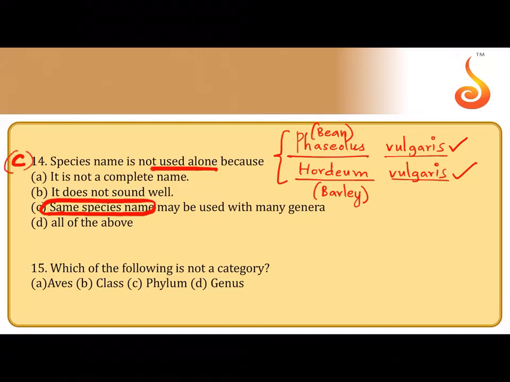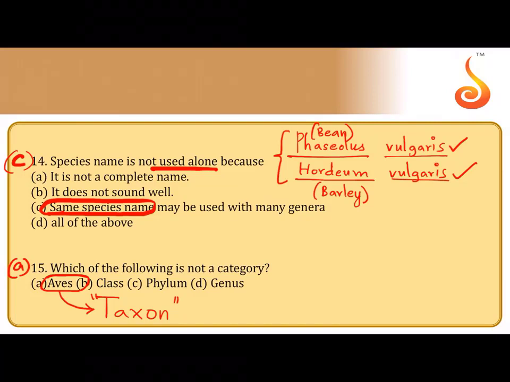Which of the following is not a category? What is a category? A category is an abstract term, whereas here aves is a group of real organisms. When I say aves, you can picture birds flying in the air. So aves is not a category or a rank, it is a taxon. Yes or no? So it is option A.